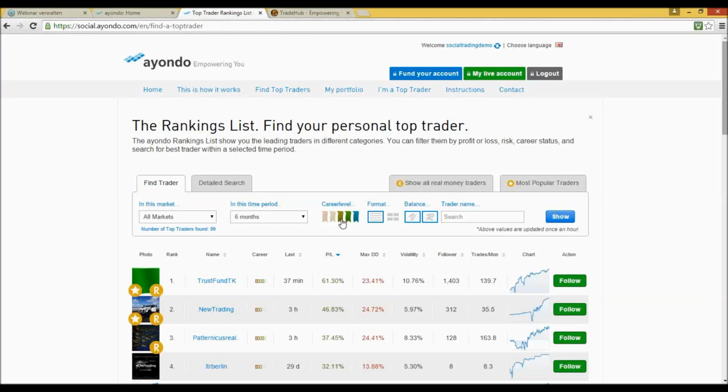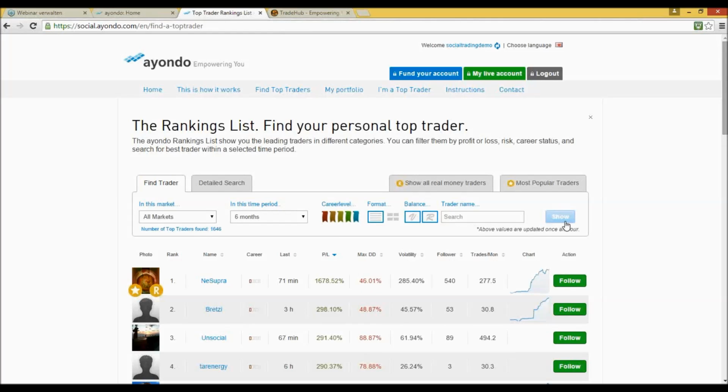Now, as I said, we only show the top 3 levels first. If you want to see more, we can do that here. And the trader TK, who's shown a profit here, which shows our P&L of 61.3%, may look a little bit different now.